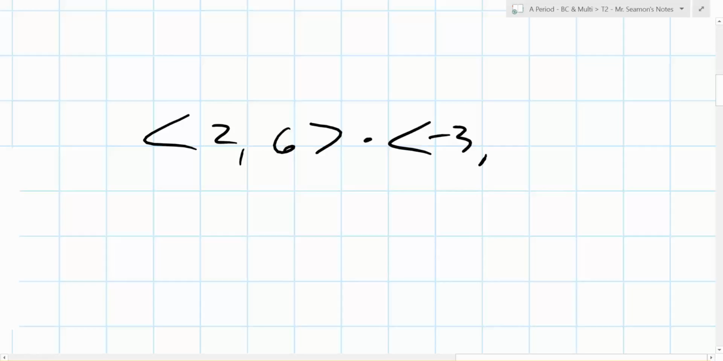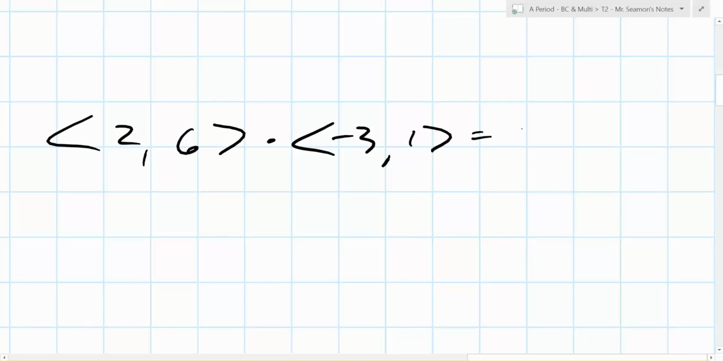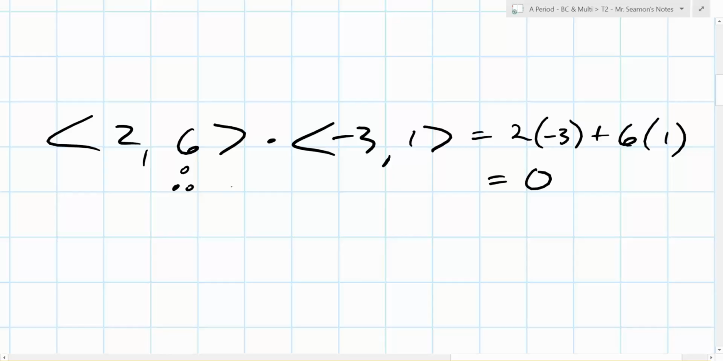Remember? So if you had a vector like <2, 6>, and you dotted it by, I don't know, <-3, 1>. If you dot those together, what do you get? It is a scalar, right? Cross product is a vector. Dot product is a scalar. What do you end up with? 2 times -3 plus 6 times 1. You end up with 0. Great. That is the dot product. What's special about getting a dot product of 0? Therefore, perpendicular.